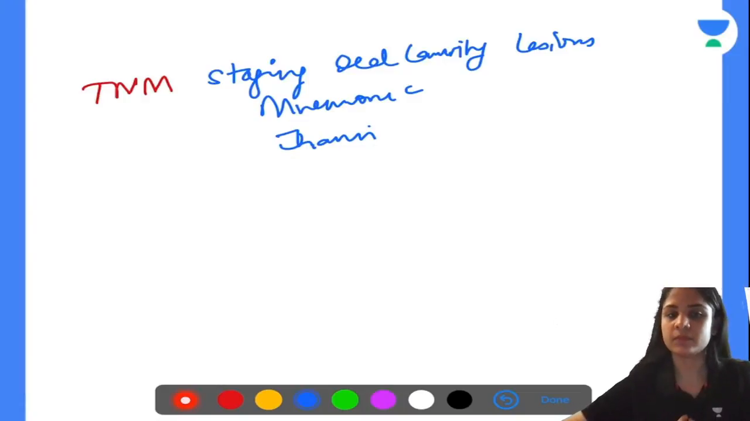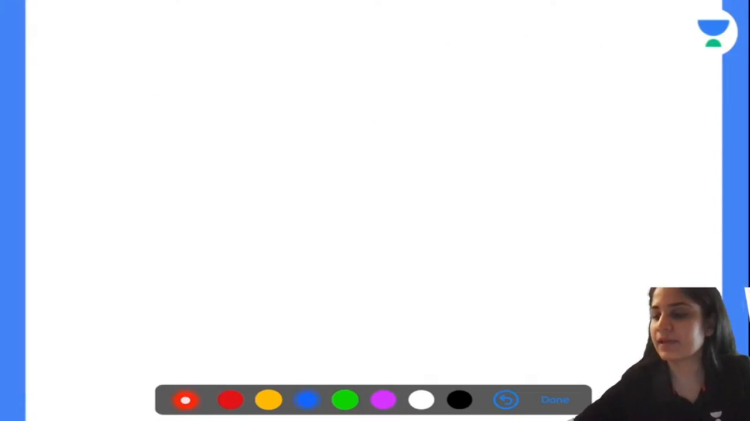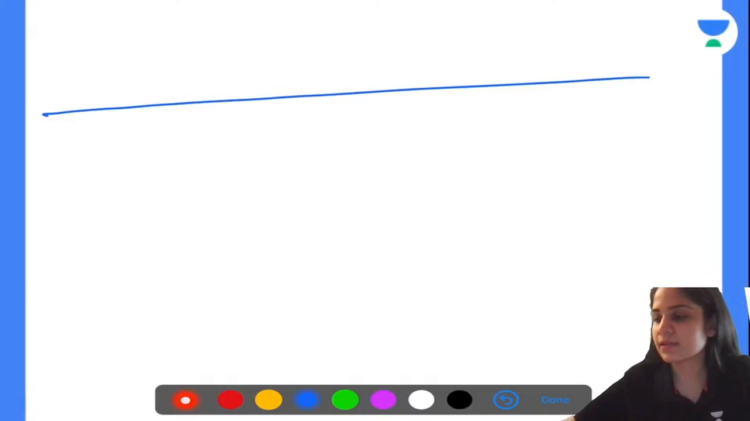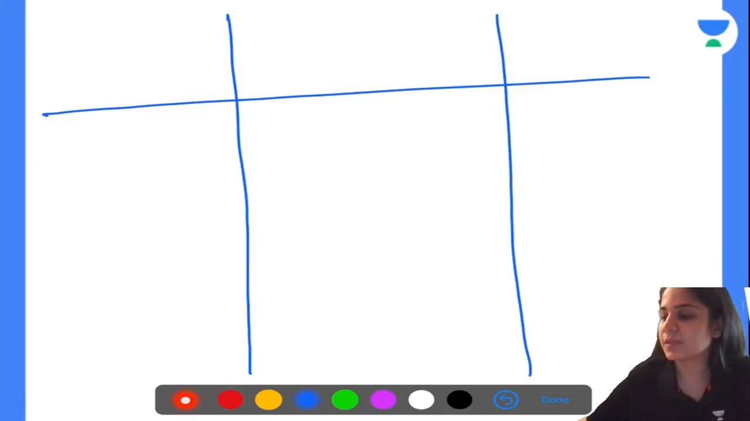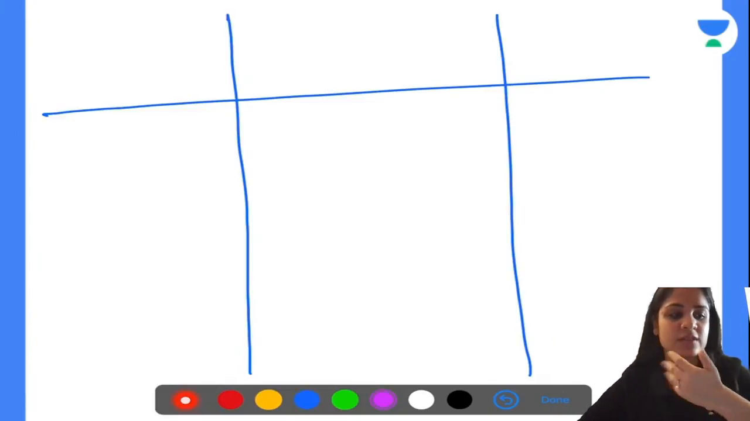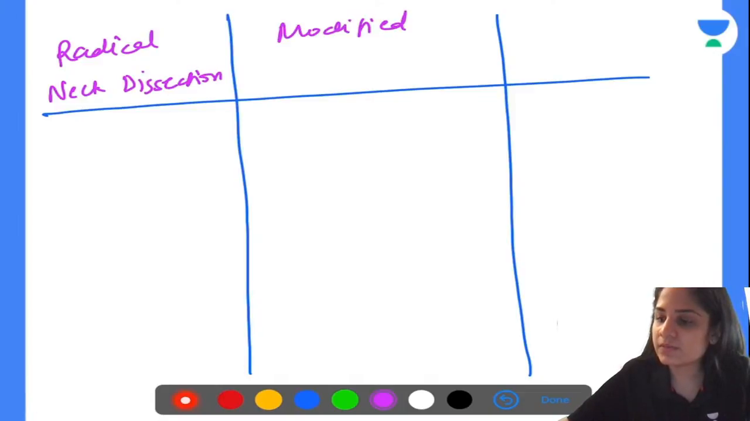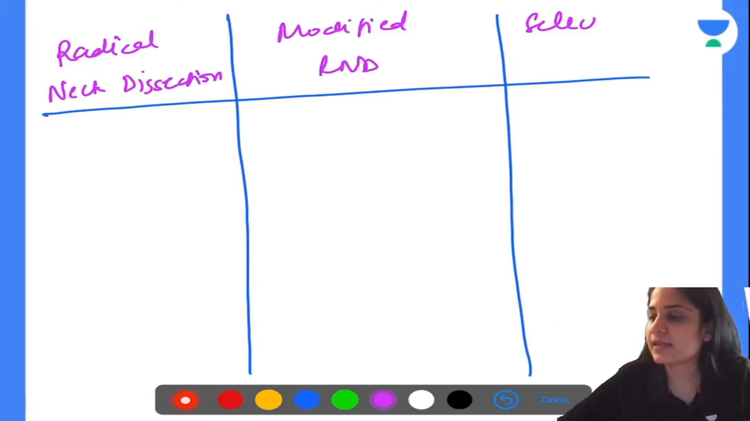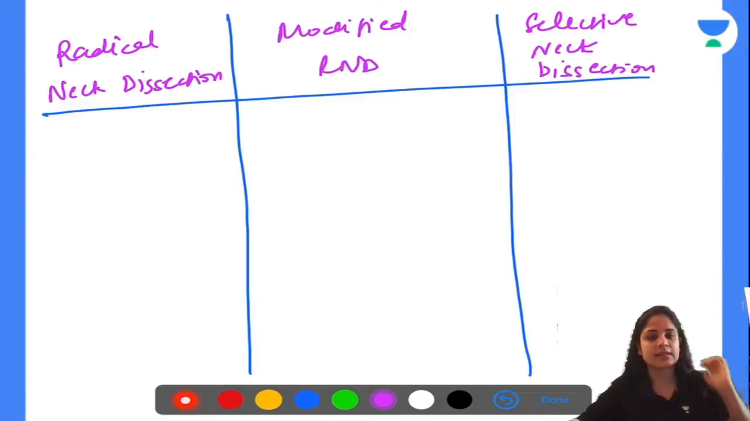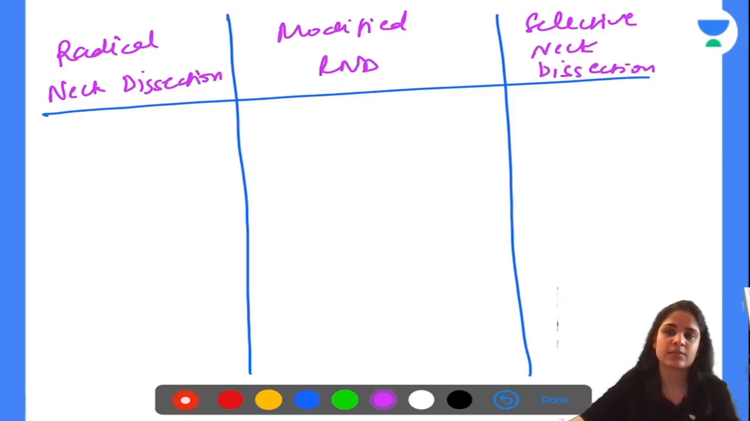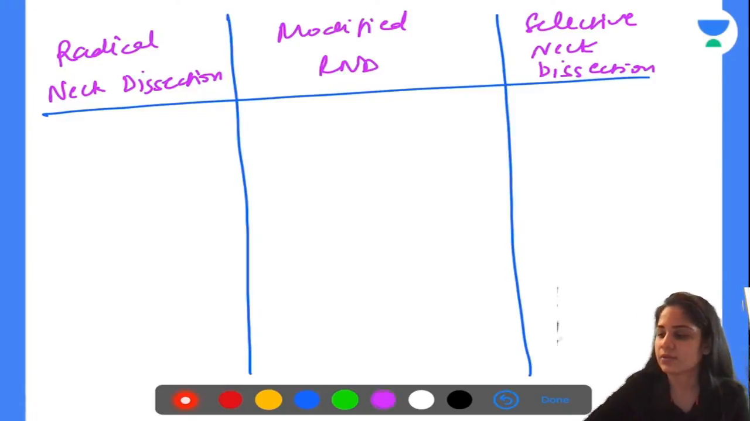Alright. Now, the next thing that they will ask you in the exam about oral cavity lesions is this. This question has been asked multiple times before and people still don't read. So what is the difference between radical neck dissection, modified radical neck dissection and selective neck dissection? What will you remove in radical neck dissection, what in modified radical neck dissection, what in selective neck dissection?